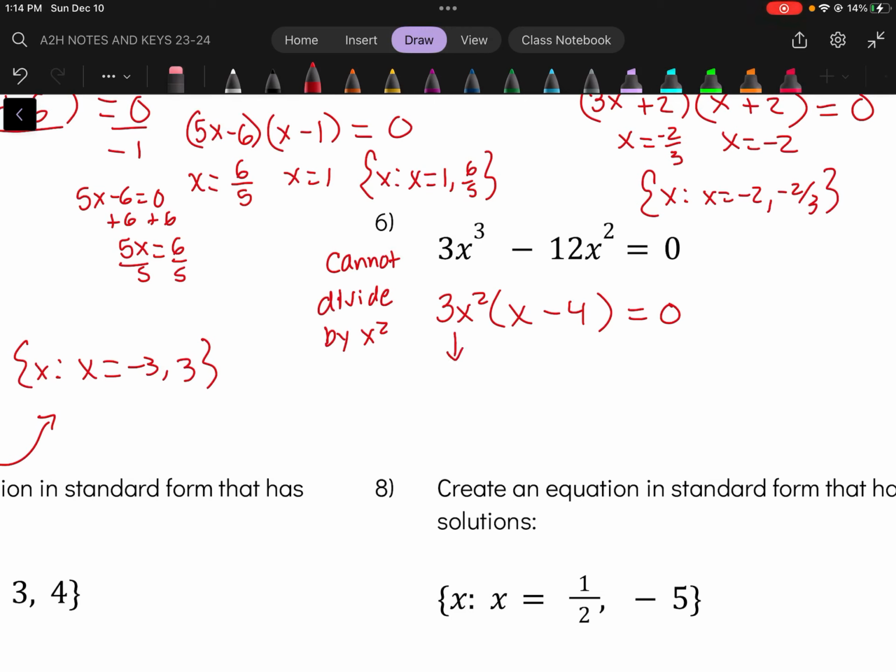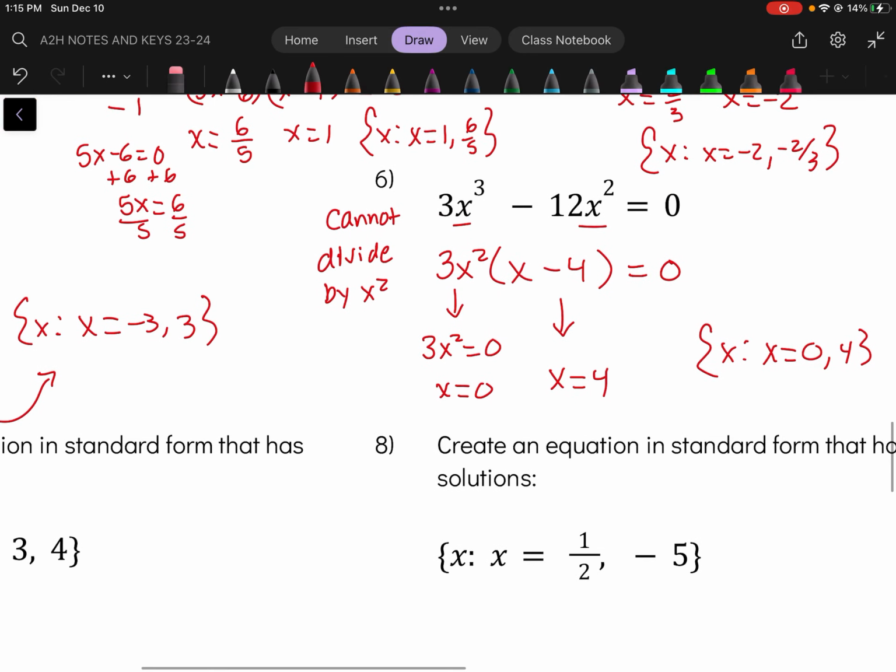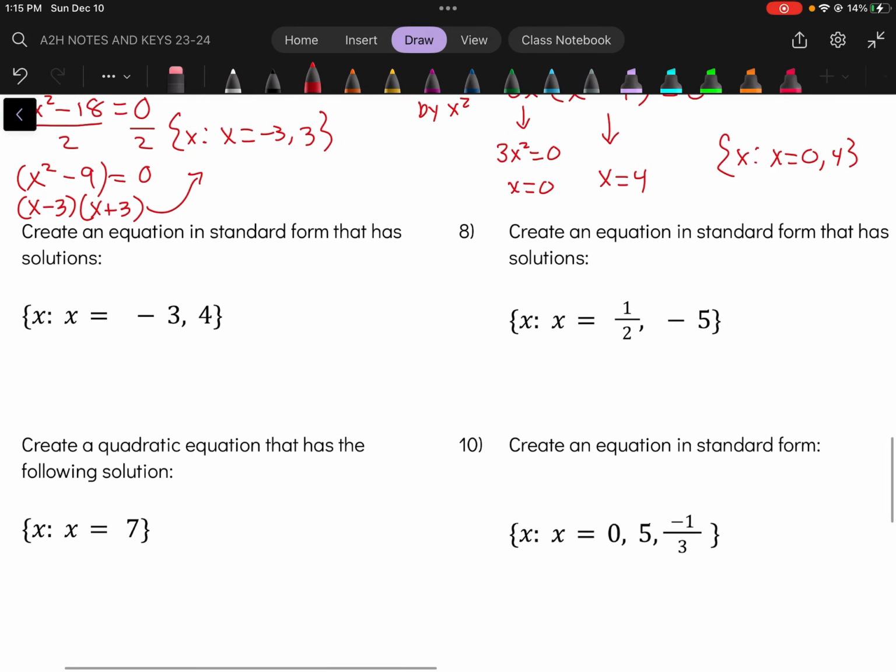Now 3x squared is the greatest common factor. I can ask myself, can this be 0? Absolutely, right? Well, when x is 0, right? The only other solution is when x is 4. Later on, when we solve polynomial equations, we'll talk about multiplicity, but for now, there are two values that make this equation true. And the values are 0 and 4, right? Plug them in. If you plugged in 0 here, 3 times 0 cubed minus 12 times 0 squared, that's 0. 4 is going to work as well.